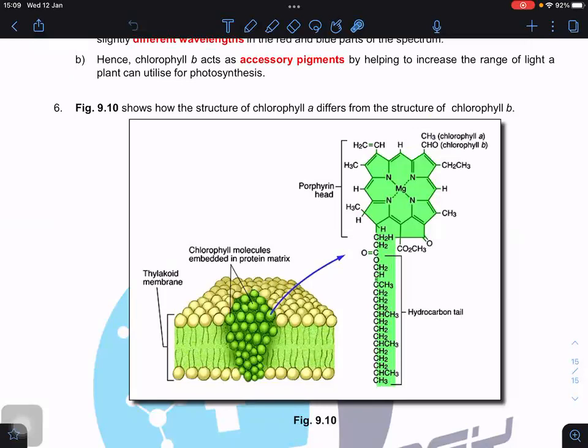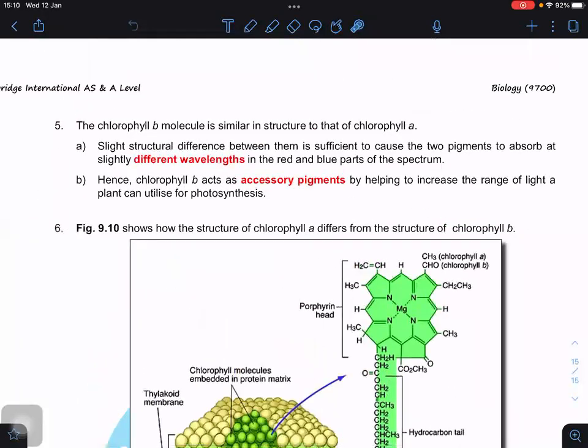Now what makes chlorophyll A and B slightly different is the functional group attached to this side. You can highlight this: CH3 is chlorophyll A, CHO is chlorophyll B. That's why chlorophyll A and chlorophyll B are quite near in terms of their absorption spectrum, but slightly different. Because of the slightly different structure, they absorb slightly different wavelengths in the red and blue part of the spectrum. And chlorophyll B can only act as an accessory pigment. No way for them to become the primary pigment or reaction center. Clear? Accessory pigment.